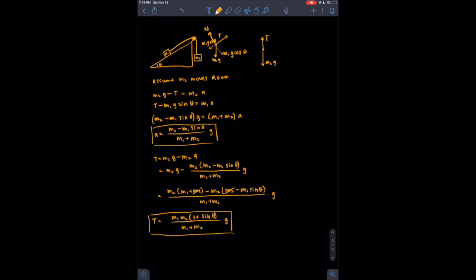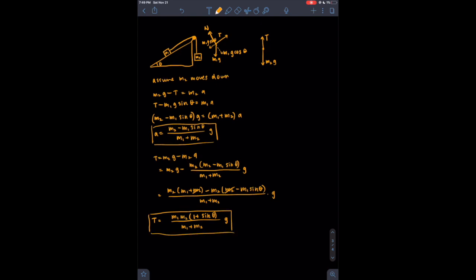Here you can see that it matches the equation we got for the first situation in which theta is 0, as well as the second situation in which theta is 90 degrees, meaning there's no wedge at all. That's it for pulleys. Hope you enjoyed this video and learned something.